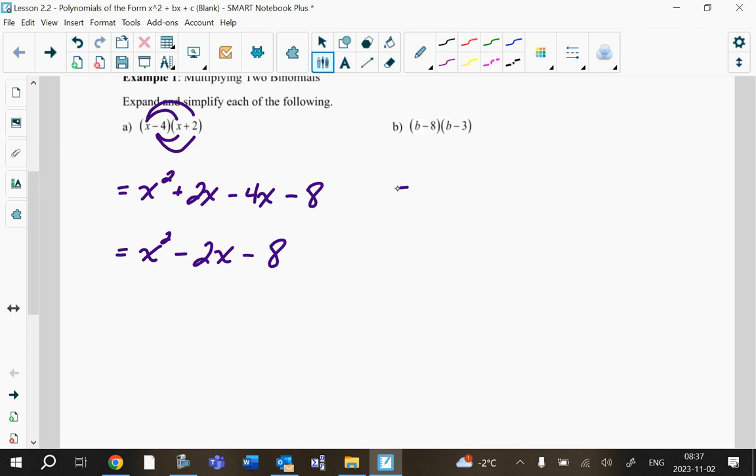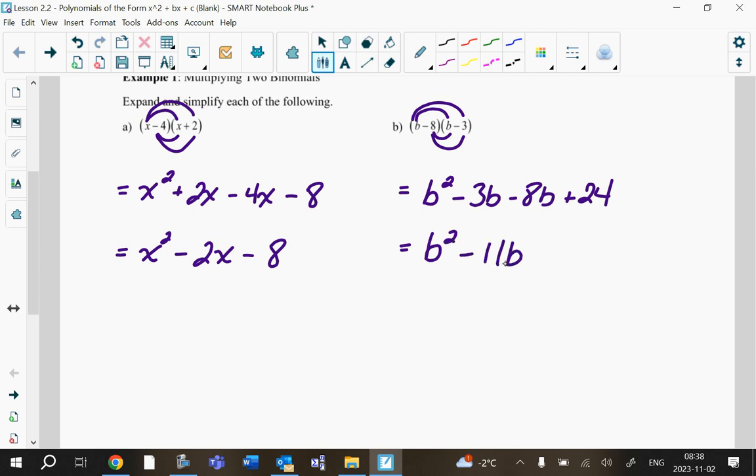Similarly, for multiplications. So b squared minus 3b minus 8b plus 24. Watch your signs. Which gives us, when we collect the 2 in the middle, minus 11b plus 24. So you guys know how to take 2 binomials, multiply them through, simplify, and get a trinomial. Okay, remember, you should know what I mean when I'm saying binomial and trinomial. If you don't, you got to ask.